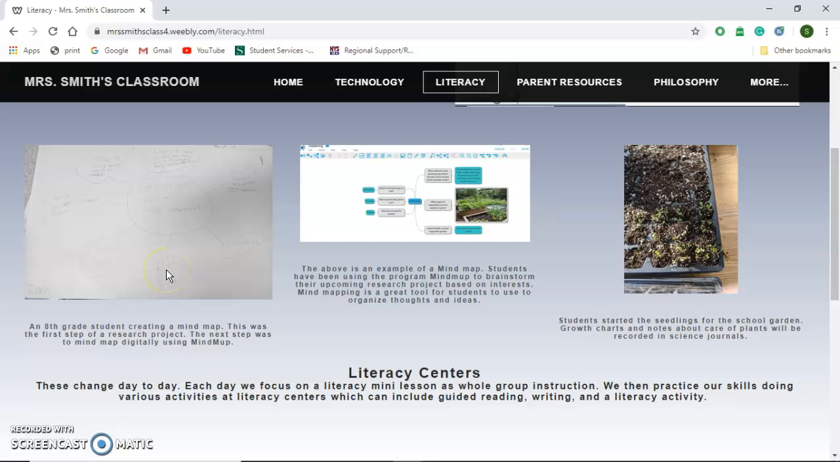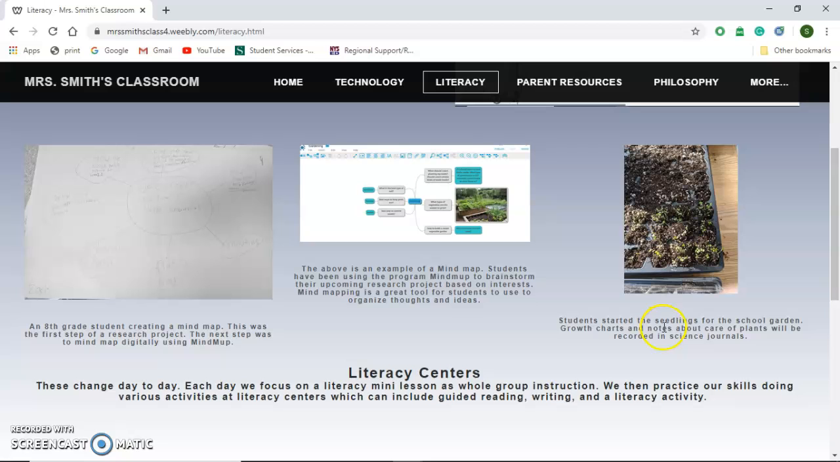In my role as a teaching assistant at my job, I actually did mind mapping, and this is one of my children's work samples. Over here is when we moved it over to the electronic version. We used MindMap, and here is just an example of how that turned out. And this is a picture of an example lesson that I might do. Students started the seedlings for the school garden.